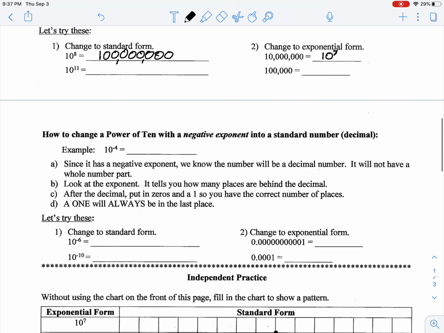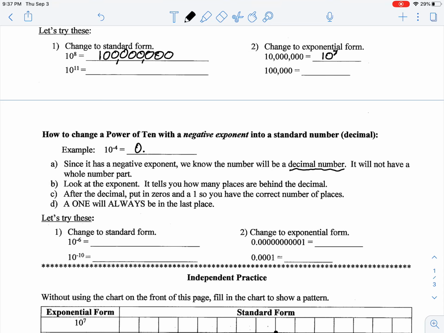Alright, so now changing a power of 10 with a negative exponent into a standard number. This will be a decimal form since our exponent is negative. Since it has a negative exponent, we know it will be a decimal, just like I said before, and it will not have a whole number part. We don't have to write this, but it will be 0 point something, no whole number whatsoever.